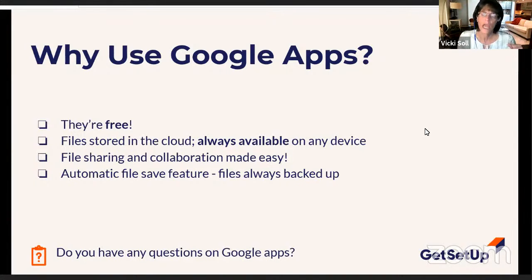So let's just say you created a file, maybe it was a word processing document on your laptop, and something happens to your laptop. It just goes kaflooey, it dies on you. Well, the file that you created is still available online. Nothing has happened to it. You can go to another device, log on to your Google account, and then access that file. So it's never corrupted. It's always available to you.